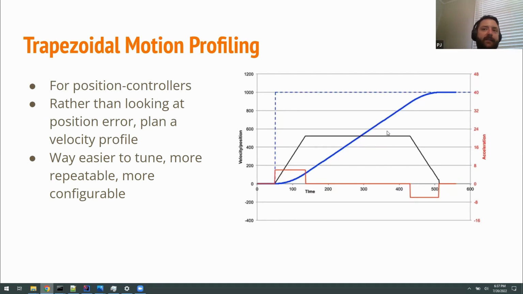And it just makes it way easier. So whenever possible, I recommend that you try to use trapezoidal motion profiling. Again, WPI provides a library for it. SCRA provides a library. I believe they call it SMART. They call it Motion Magic. And Rev provides a library for it, which they call Motion Magic. Smart Motion, whatever. They call them different things. But the same idea under the hood is all the same. It's a trapezoidal motion profile.